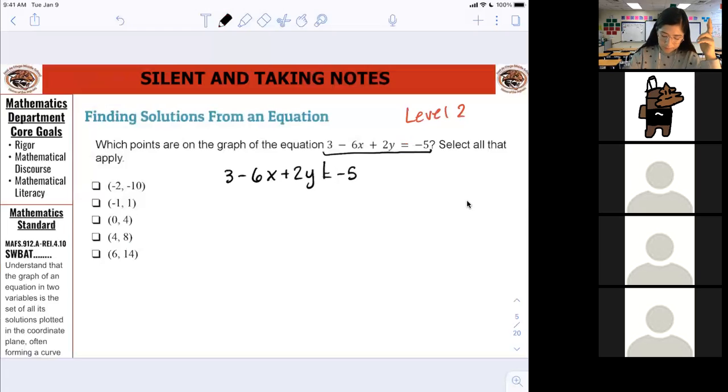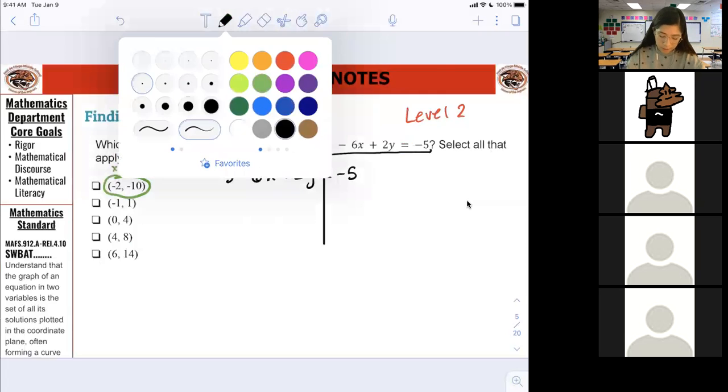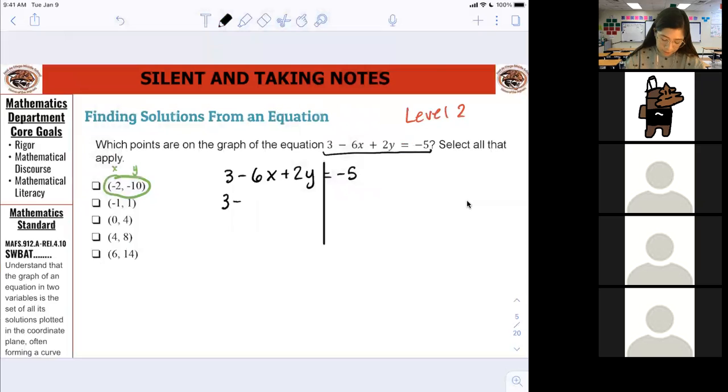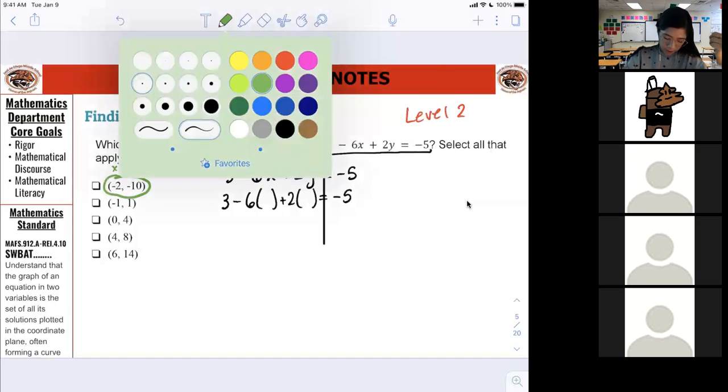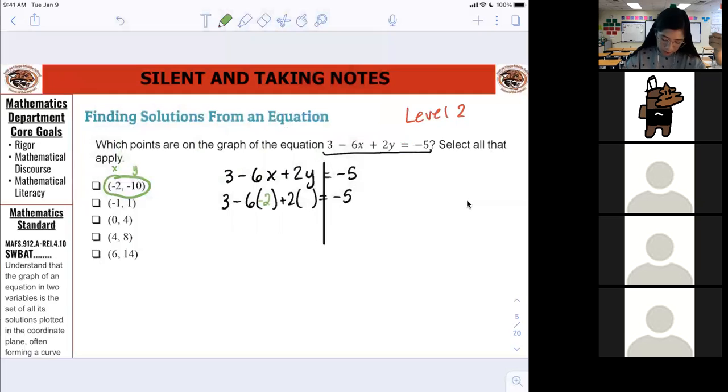So let's look at what we're going to do. I've got this equation, and I'm going to plug in this coordinate point. Now the -2, is that my x or my y? That's your x. What about the -10? That's y. So I'm going to plug it straight into my equation. I have 3 minus 6, and for x, I plug in -2, and for y, I plug in -10.